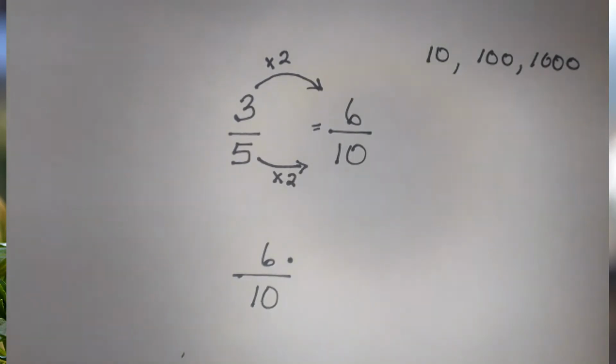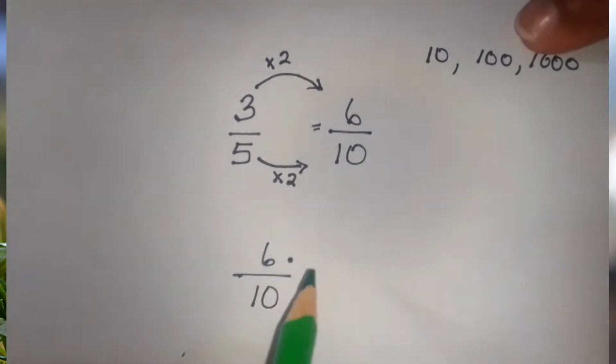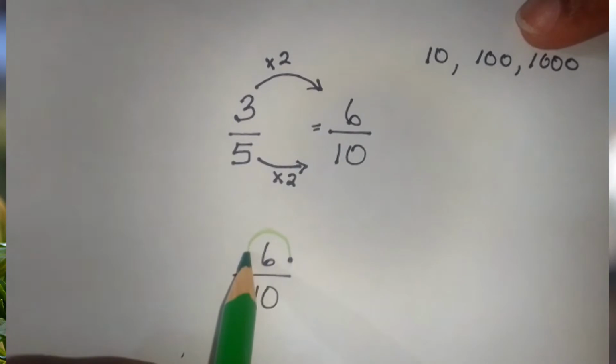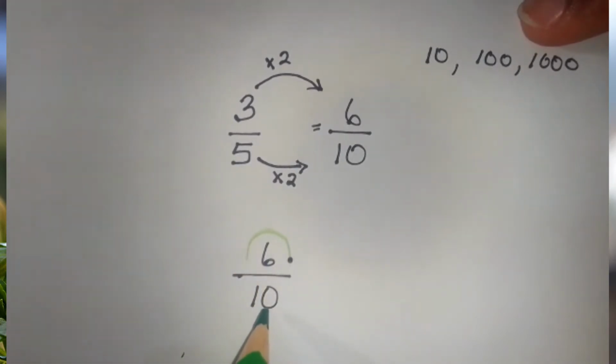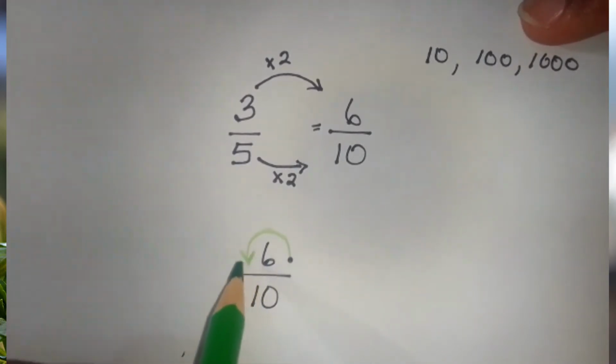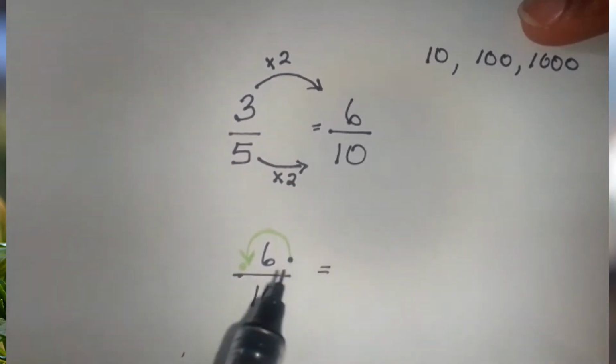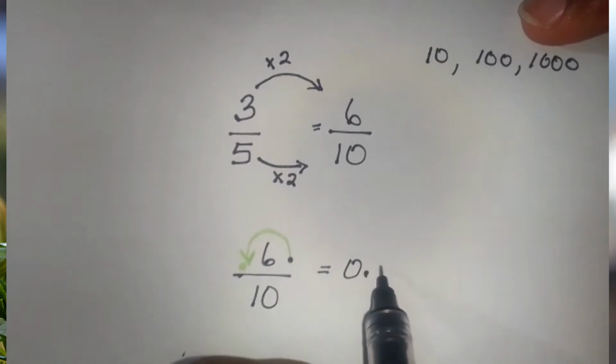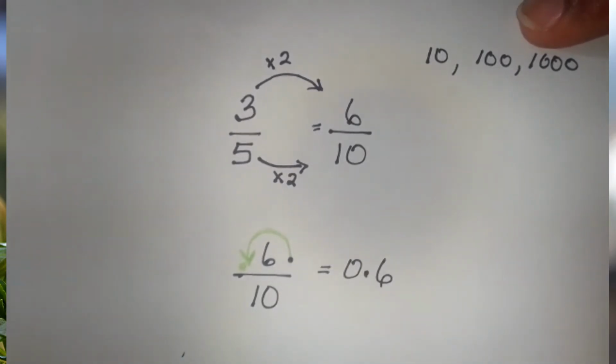So I'm starting here, and I'm moving it 1 place to the left because of 1 zero in the denominator. So the decimal point will come right here. So my final answer is 0.6. And that's it.